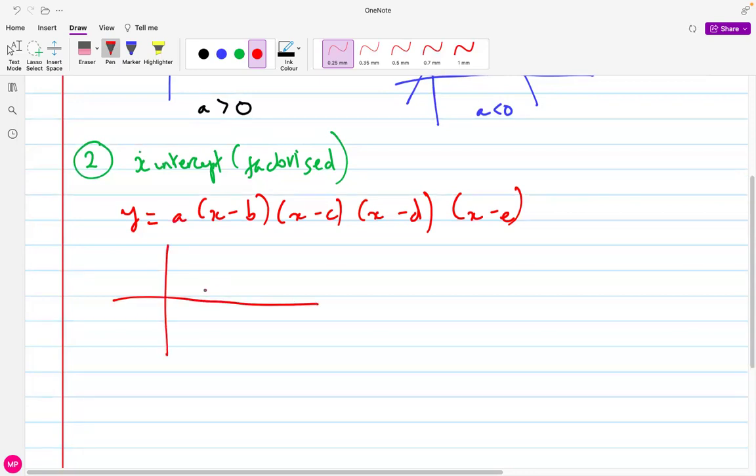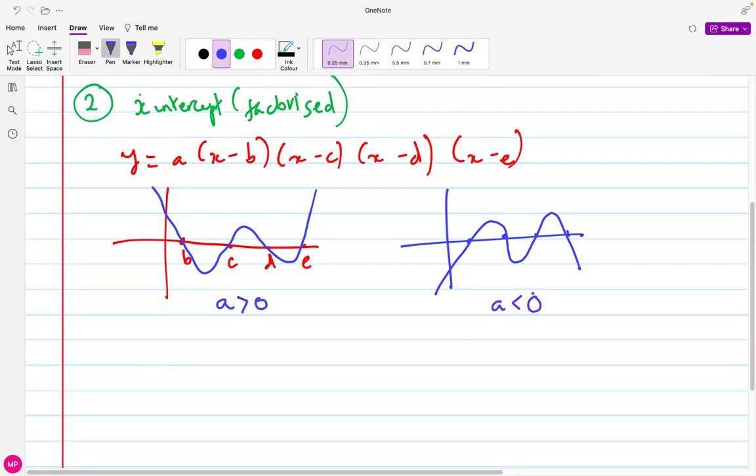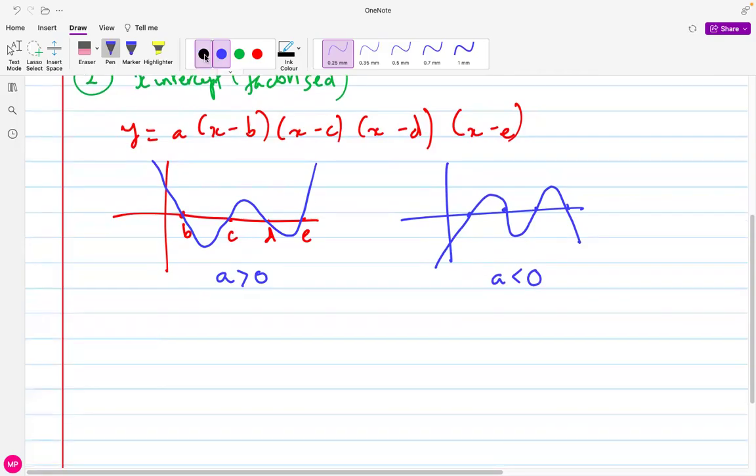If I have a shape with B, C, D, and E, for a positive quartic we start from the top, and then pass through all of these. So it looks like that. This is for a positive, and for a negative, it will just go upside down. How low do you go, how deep do you go? That's when you take the calculus derivative, but we talk about that in the next video.